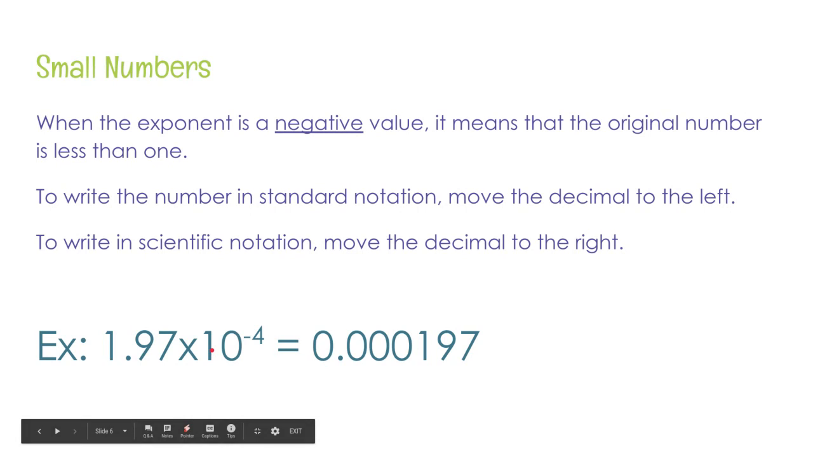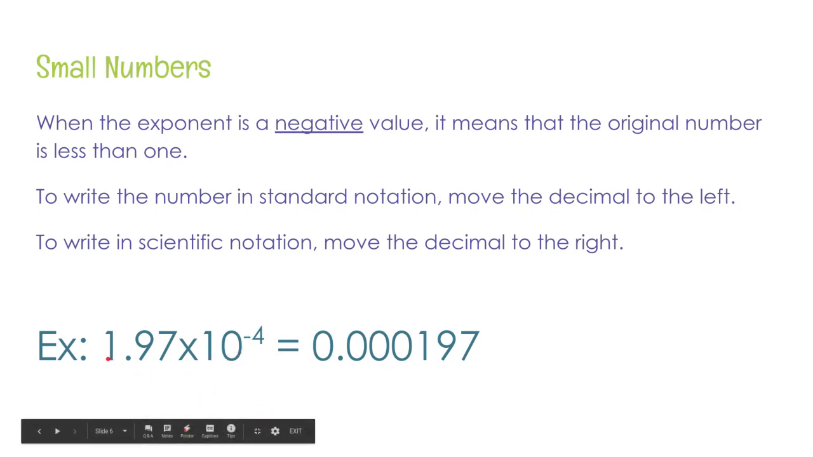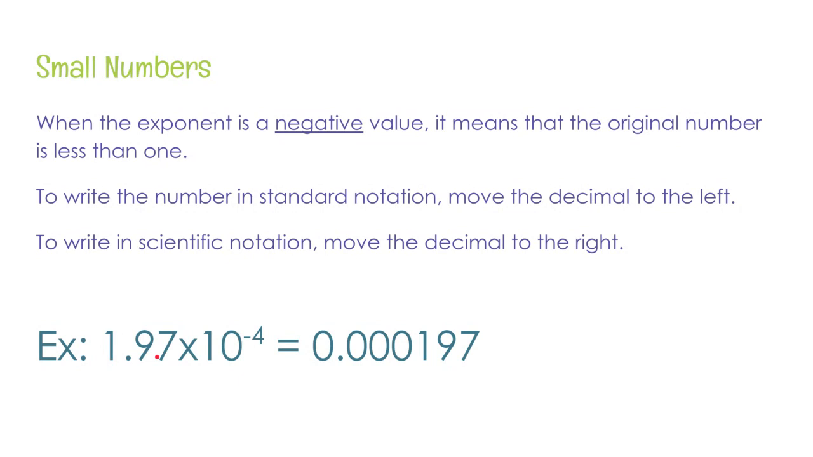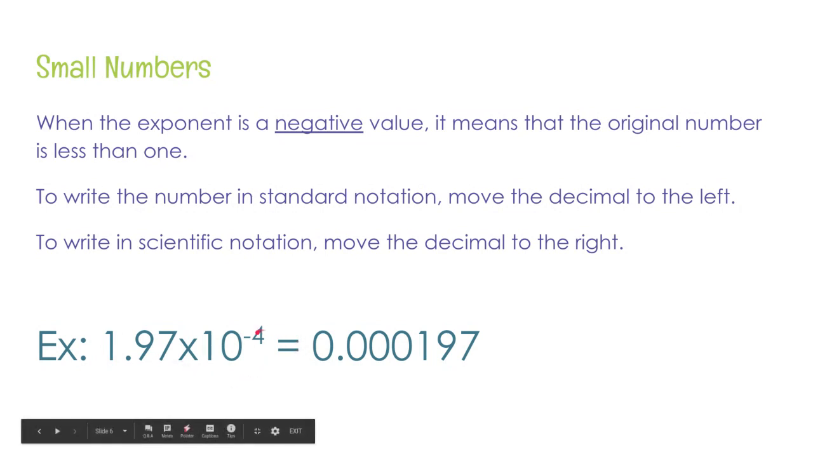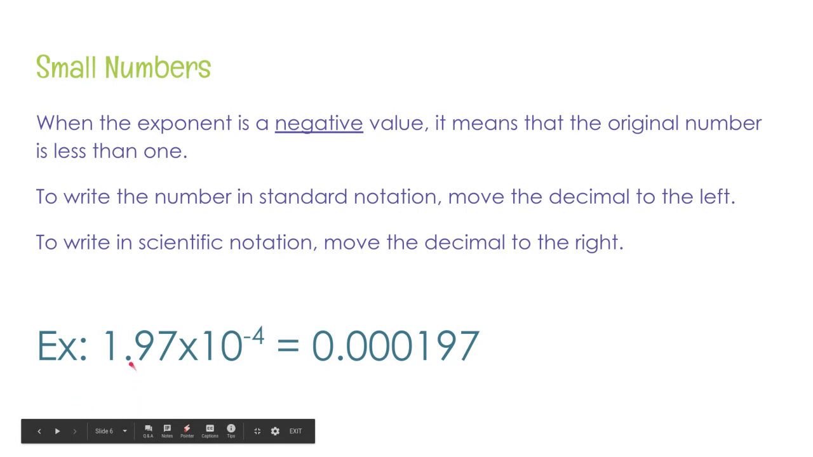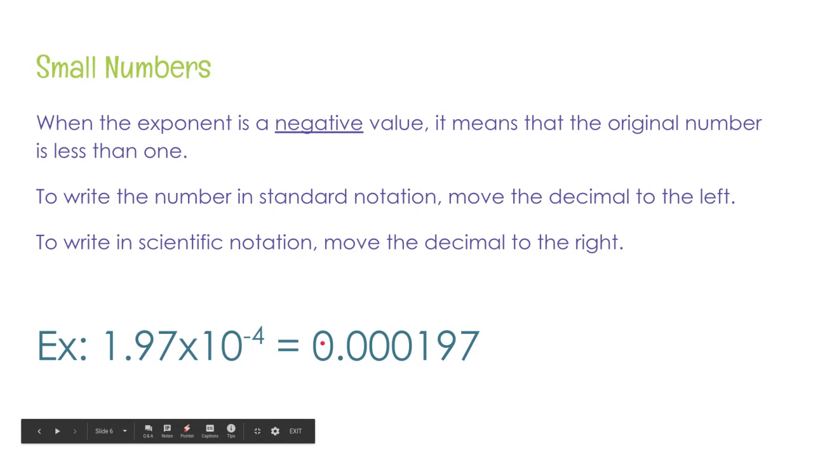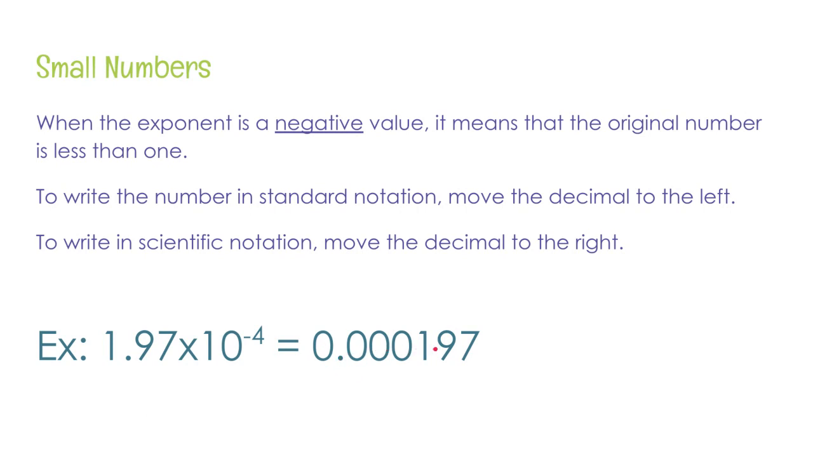Original number meaning the number in standard notation. So this negative is telling you that 1.97 needs to be made into a number that's smaller than 1, and I'm going to move the decimal 4 times in order to do that. If I want to take this number and make it smaller, my decimal needs to go to the left. So I take this, I move it to the left 4 times. It was over here. Now I'm going to move it 1, 2, 3, 4 places, and then that gives me 0.000197.